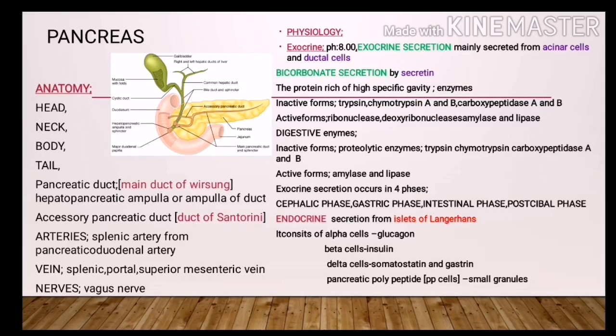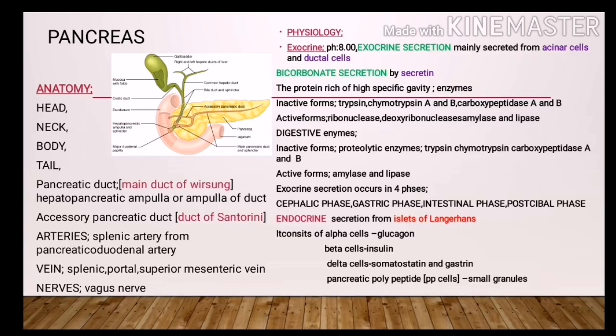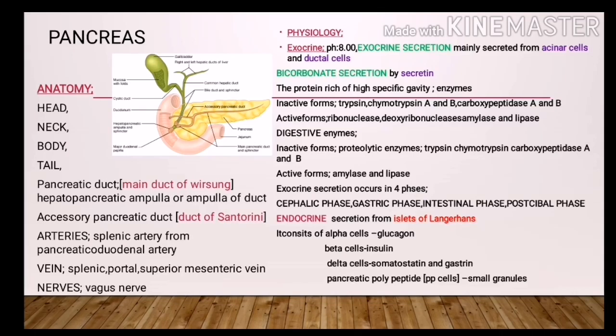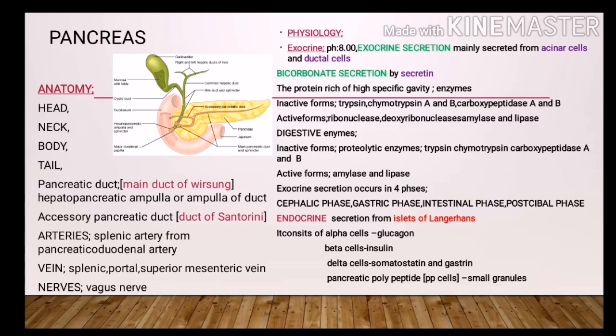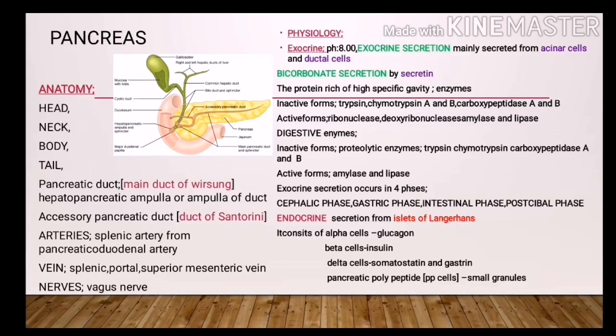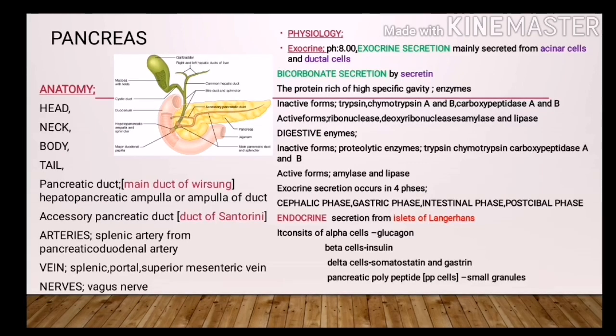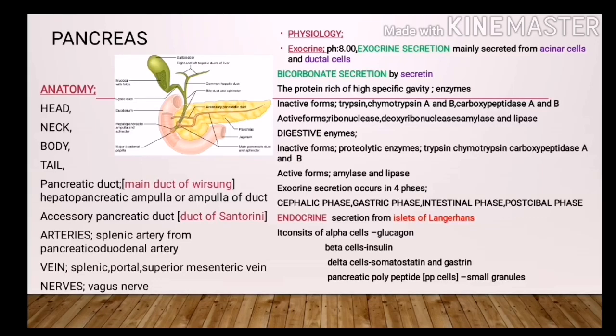Physiology: it is very important, you have to listen carefully. It has exocrine and endocrine parts. In the exocrine part, the pH is 8.0, and exocrine secretions are mainly secreted from acinar cells and ductal cells, and bicarbonate secretion is stimulated by secretin. In most competitive exams, they can ask from the pancreas: what is the bicarbonate ion secretion stimulated by? Secretin.